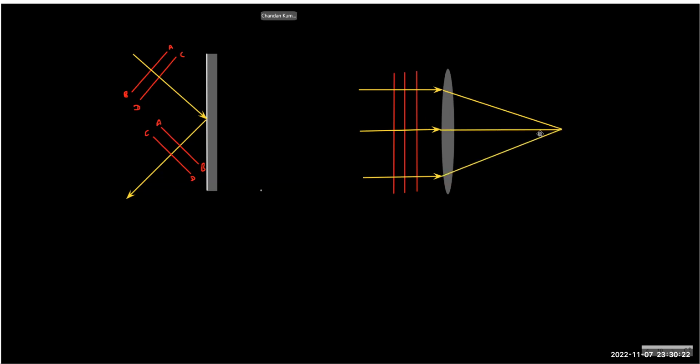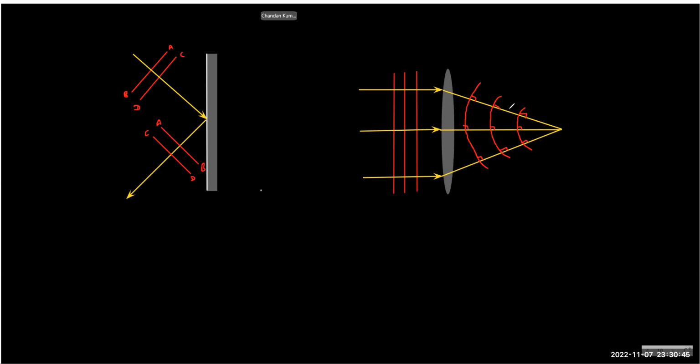If this is the light ray, how should the wavefront be? Perpendicular. So it will be like this. You can see it's the right angle. Do you realize this? This is Huygens principle.